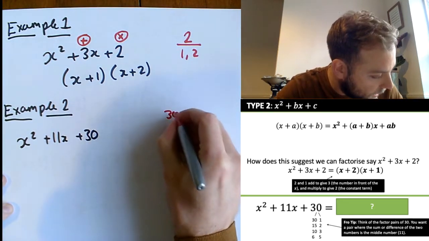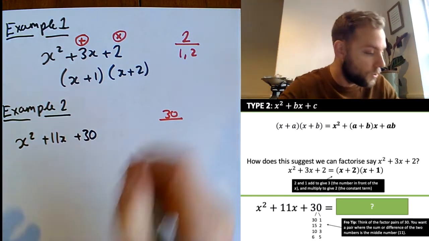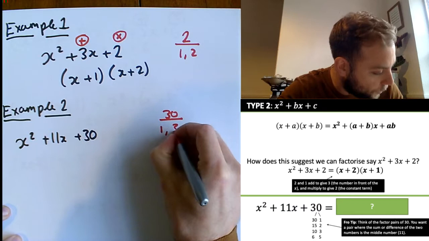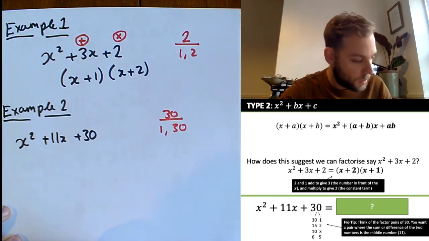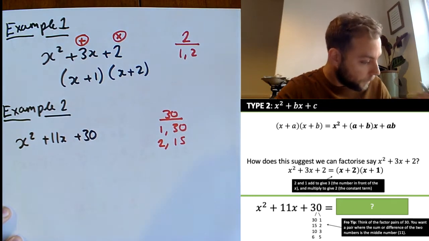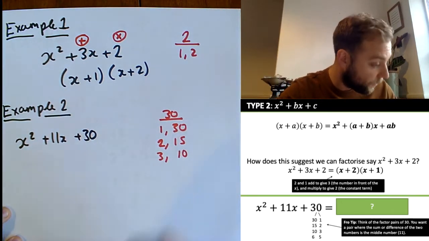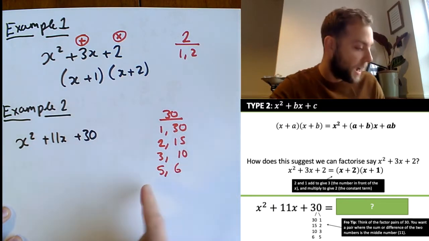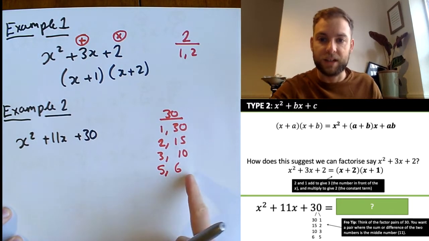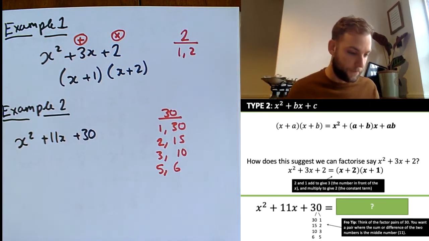So 30 here. Always go through 1, 2, 3, 4. So 1, yes, times 30. 1 always works. 2 goes in, 2 times 15. 3 does as well, 3 times 10. Does 4? No, it doesn't. 5 does, 5 times 6. And when you get up to the number which matches the other side, we can stop. 6 would be the next one, but I've already got 6, so I can stop there.